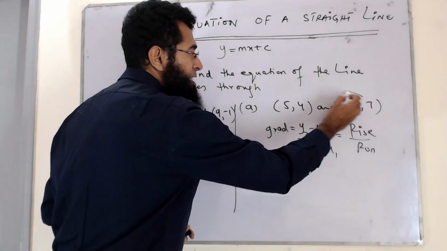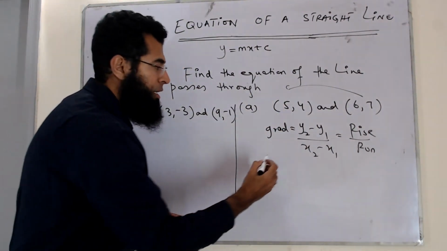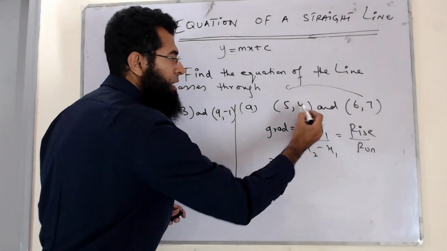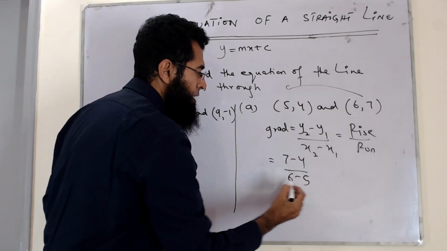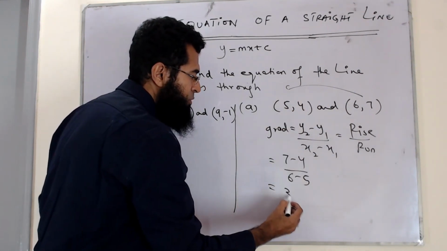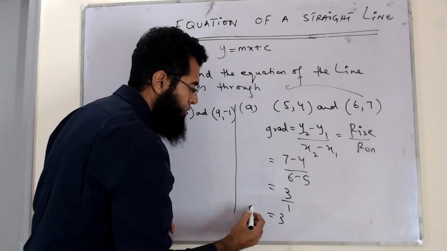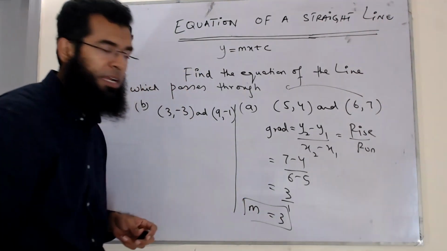So let's say this is point 2 and this is point 1. So plug in the values: y2 minus y1 over x2 minus x1. So the gradient is 3 over 1, which is 3. So the gradient is 3, right?